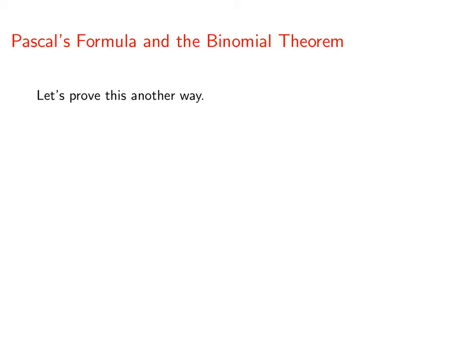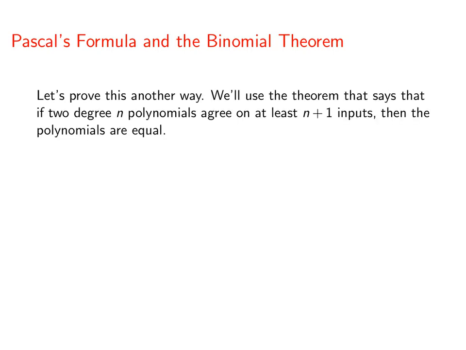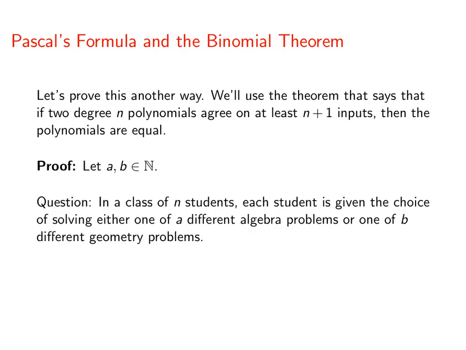All right, I'm going to give you another proof. This is going to rely on the theorem that says that if you have two polynomials of degree n and they agree on at least n + 1 inputs, then the polynomials are equal. So let's choose a and b to be natural numbers instead of complex numbers. We'll create a combinatorial interpretation of the two sides of the equation.